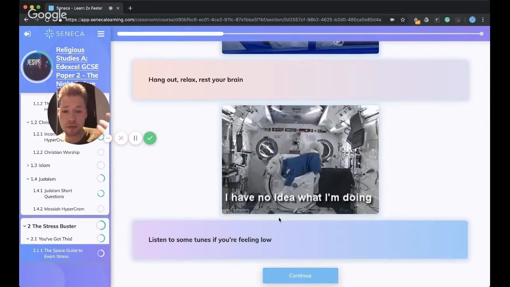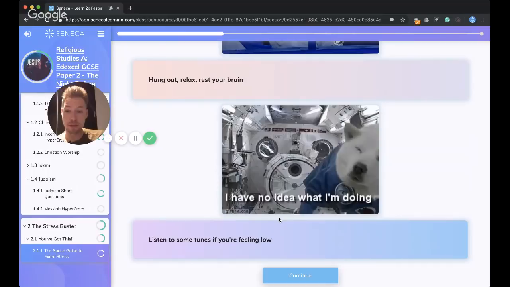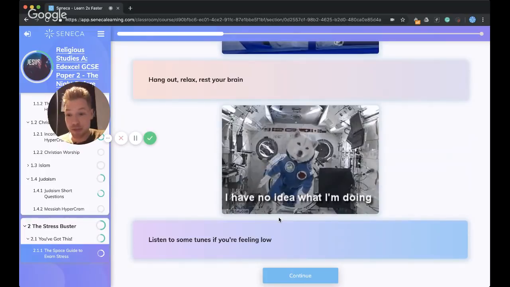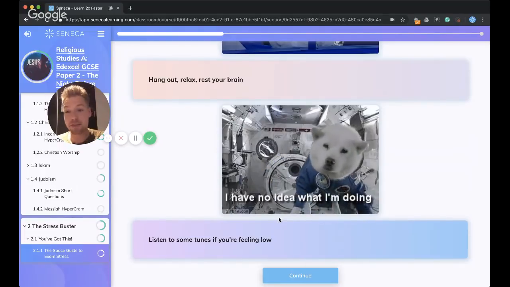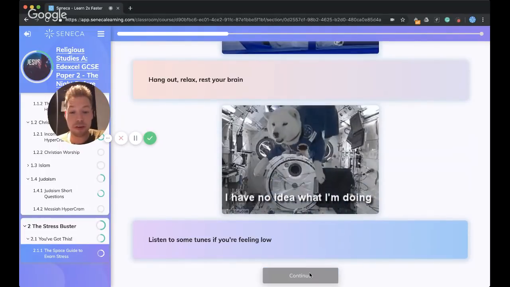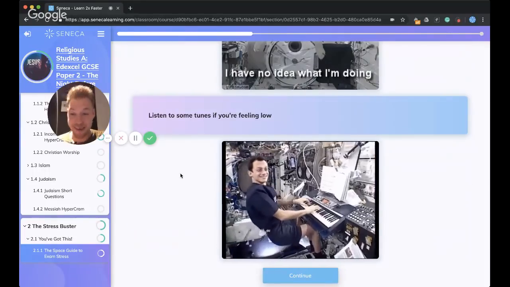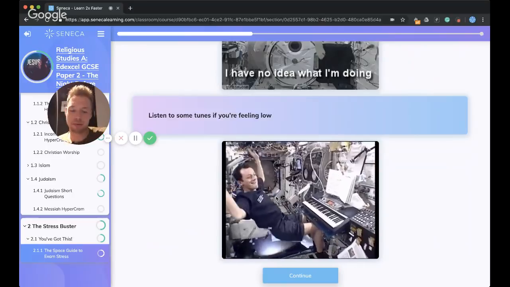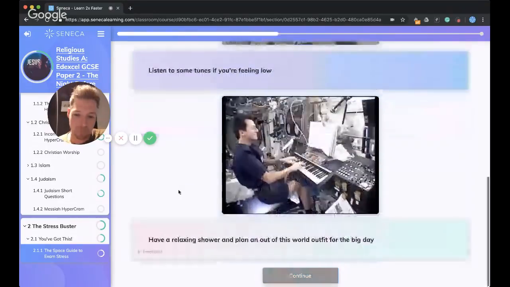Listen to some tunes if you're feeling low. A little bit of music always helps. Maybe go listen to some live music, go to a piano bar, or do what you've got to do. Whatever your favorite tunes are, put them on and have a little groove like this cool guy playing the space piano. I love that.